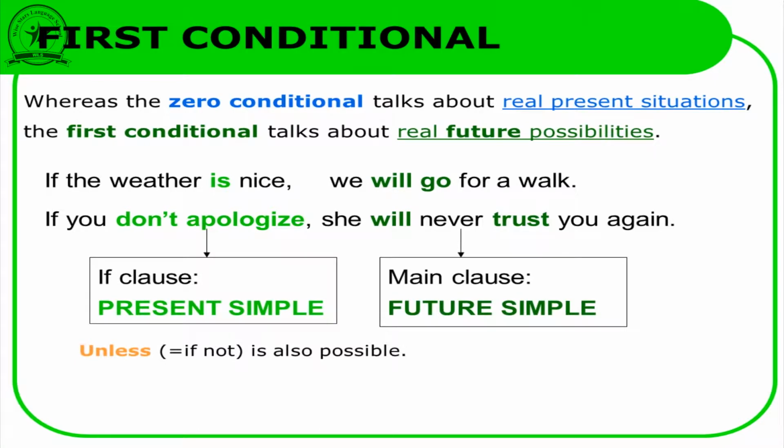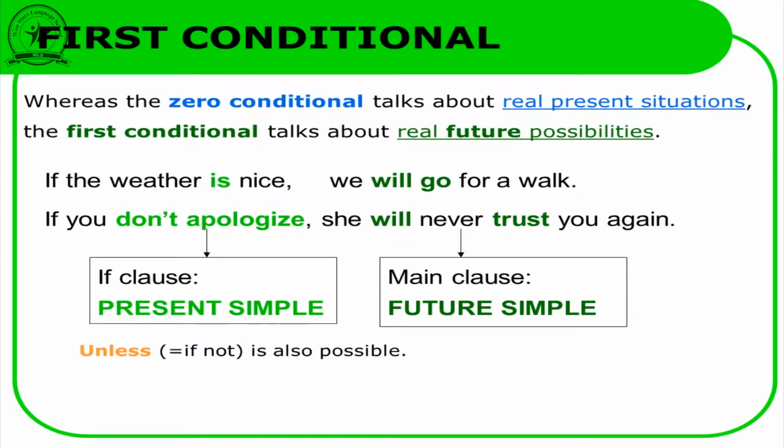So the form of the if conditional in this type: the if clause, or the condition clause, should be in the present simple, but the result clause, or the main clause, should be in the future simple. So in the result clause, I have to use will plus the base form. There's a question here. Can we use unless instead of if? Yes, we can. But pay attention that unless equals if not.